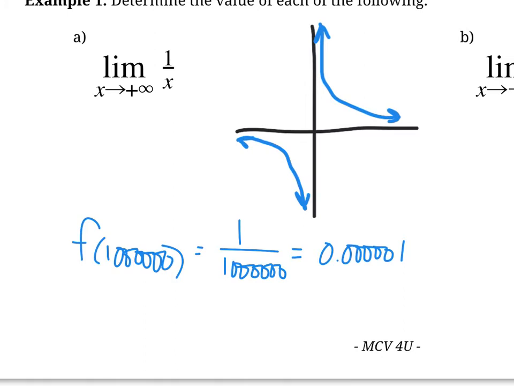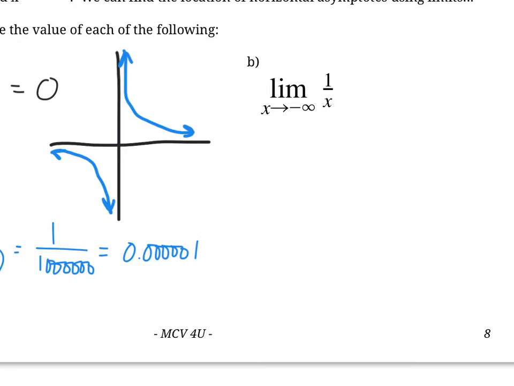What's going to happen if we plug in a billion or a trillion or a quadrillion? Same thing. It's just going to be a very, very, very small number, and it's getting closer and closer to 0. So essentially what we say is that the limit as this function goes to infinity is 0, because when x is very, very, very large, it's going to approach 0.